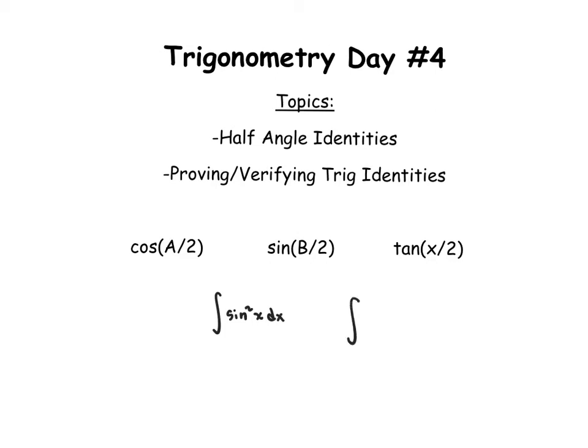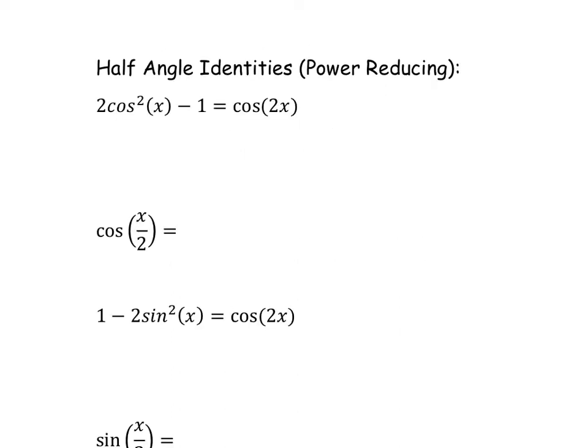problems like the following. All right, cosine squared x and sine squared x by traditional integration methods are not very easy. So we're going to use what's called the power reducing formula, which is the half angle identity, in order to integrate those later on in this course. So let's go ahead and get started.